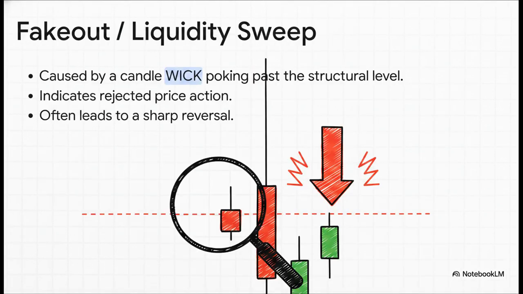A fake out, on the other hand, is all about the wick, that little thin line. What that wick tells you is that price tried to break the level, but it got violently rejected and snapped right back. This is often a trap to grab orders from people who jumped the gun. When you see a long wick like that, it's not a sign of a break. It's a sign of rejection, and it often leads to a fast move in the opposite direction.